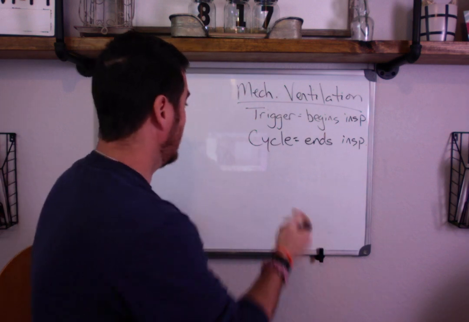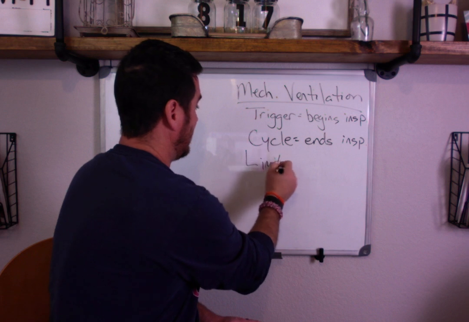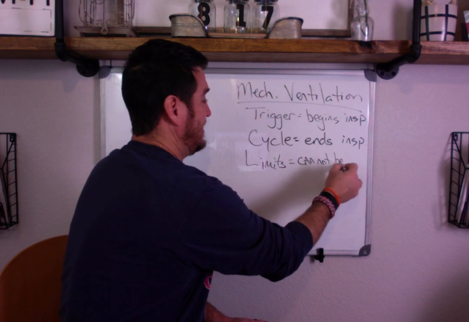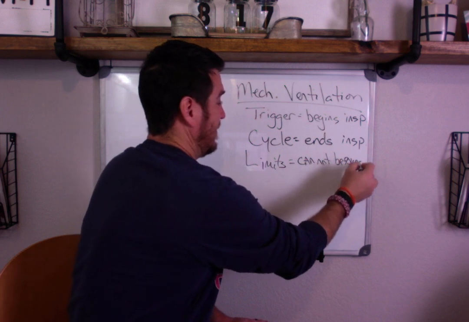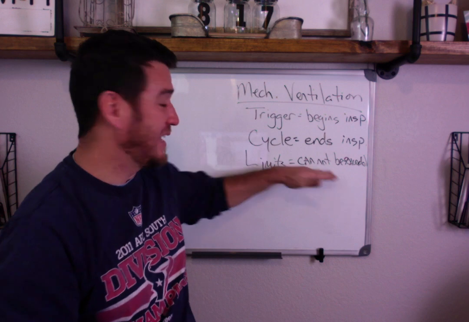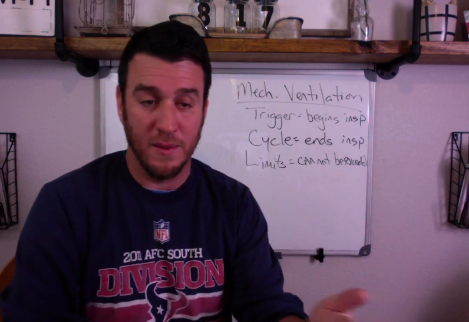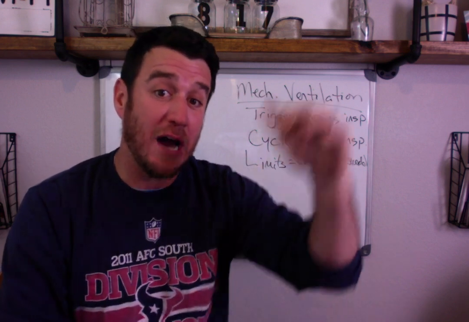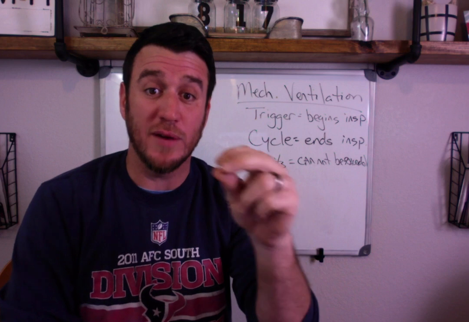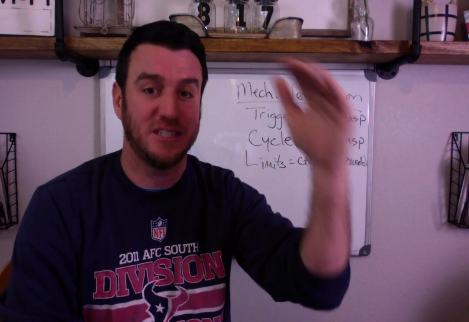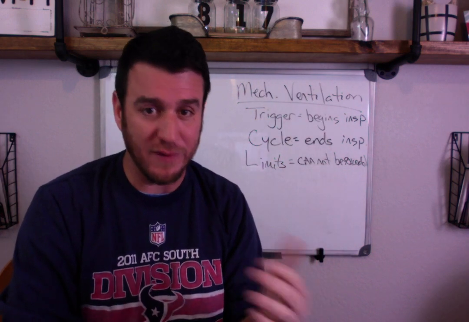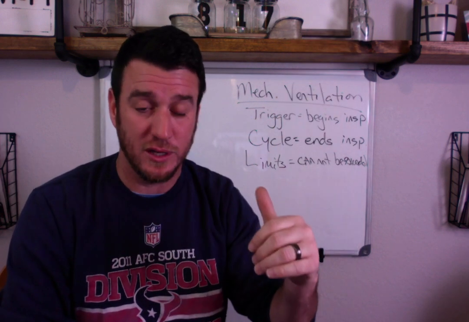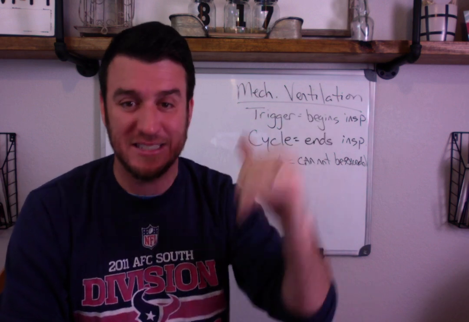Okay? There's also limits, and these are things that cannot be exceeded. Y'all get what I'm saying there, right? Limits cannot be exceeded. So if you're in volume control, AC volume control, you have a set tidal volume of, say, 400. That volume will not be exceeded in any one breath. You also have a set flow. The flow will also not be exceeded in any one breath. So if you have a tidal volume of 400 and a flow of 60, then your max tidal volume delivered is going to be 400. Your max flow delivered is going to be 60 liters per minute.